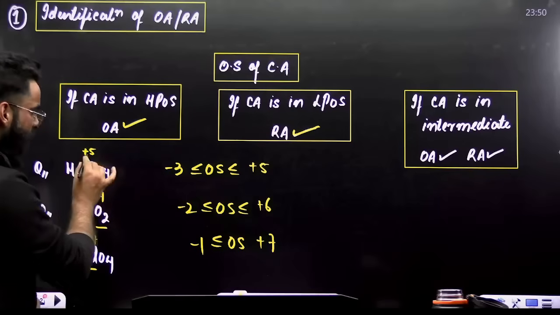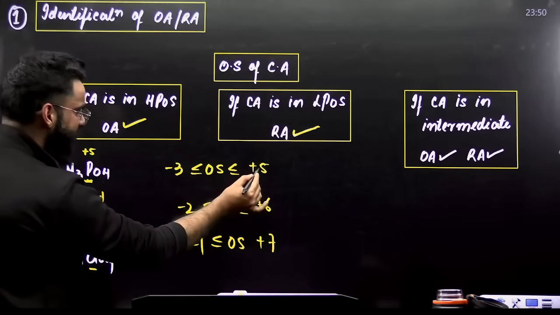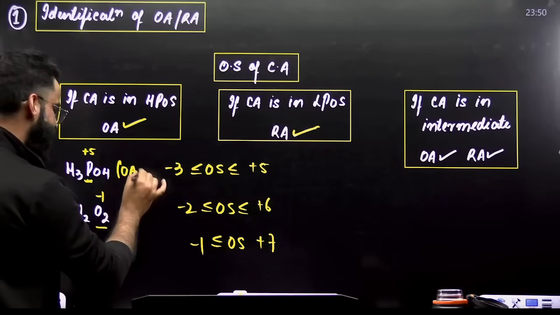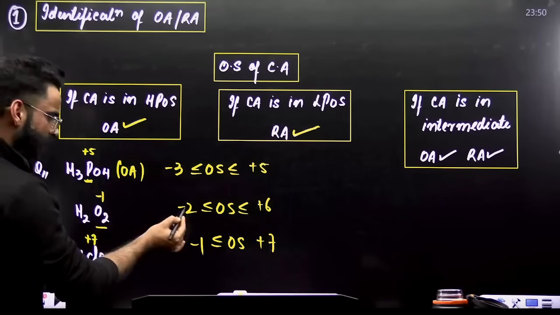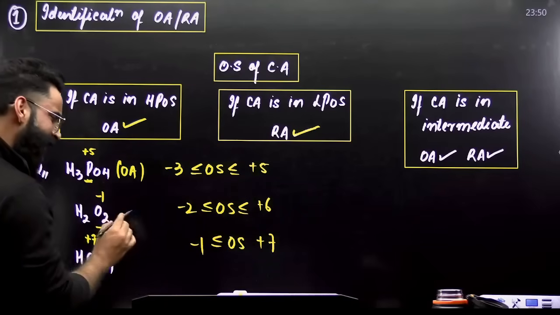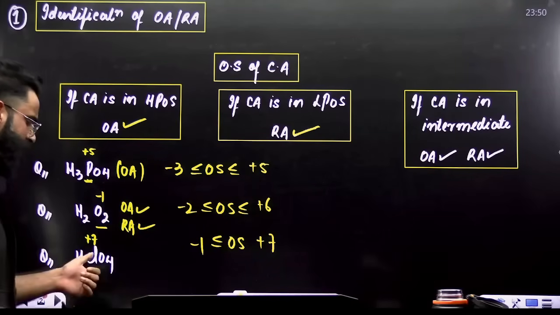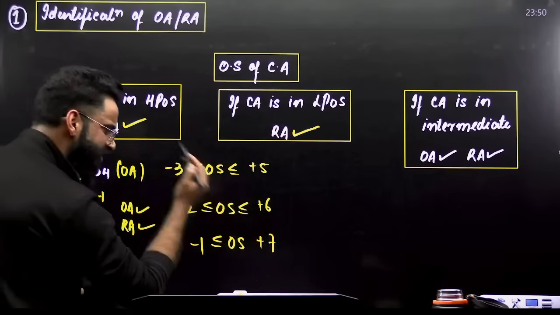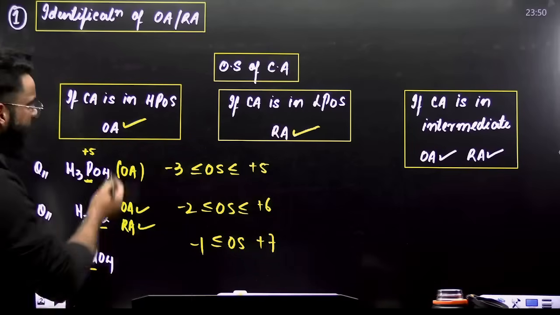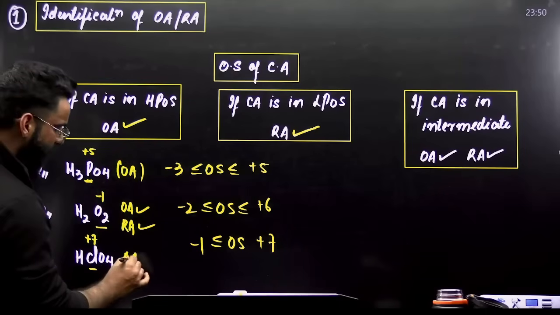Here, phosphorus is already in the highest oxidation state, right? That means it's going to behave like the oxidizing agent. Oxygen is neither in lowest nor in highest. It's in an intermediate oxidation state. So it's going to behave both as an oxidizing as well as a reducing agent. Chlorine is +7. +7 is the highest oxidation state of chlorine. So chlorine is already in highest. So it's going to behave like the oxidizing agent.